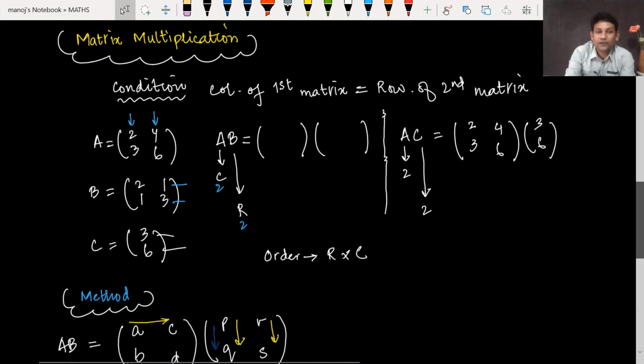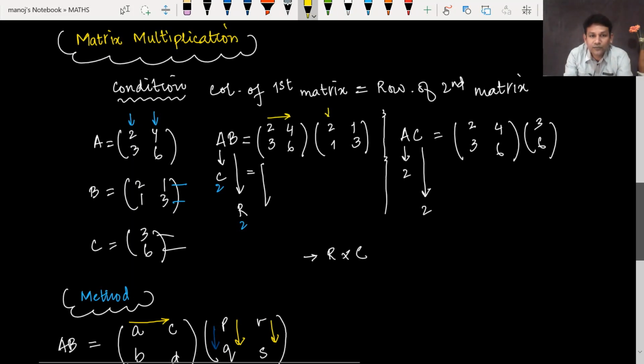When I move up, I have given one example here. When I do the calculation here, okay, let's see. Here A is 2, 3, 4, 6, and B is 2, 1, 1, 3. So I'm doing the calculation here. What's the method? First row, first column, then first row, second column. So we have to do it.